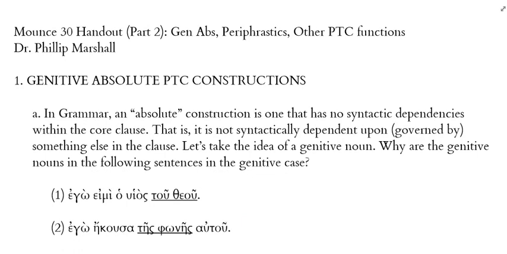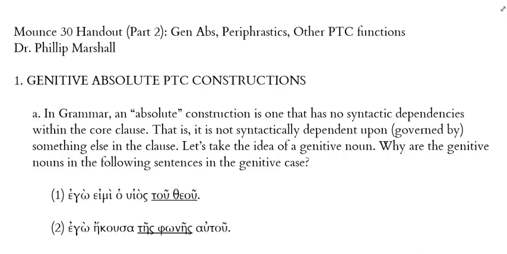All right. So this is the second handout for Mounce Chapter 30. If you want to open Mounce textbook to Chapter 30, please feel free to do so. What we're going to deal with here are the genitive absolute constructions first, and then we'll talk about some other uses of the participle in terms of periphrastic constructions and some other adverbial ways that the participle can be used. So let's talk about the genitive absolute participle constructions.